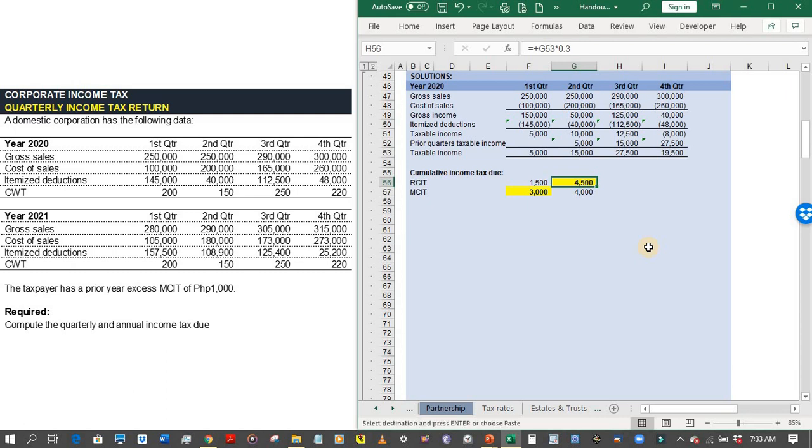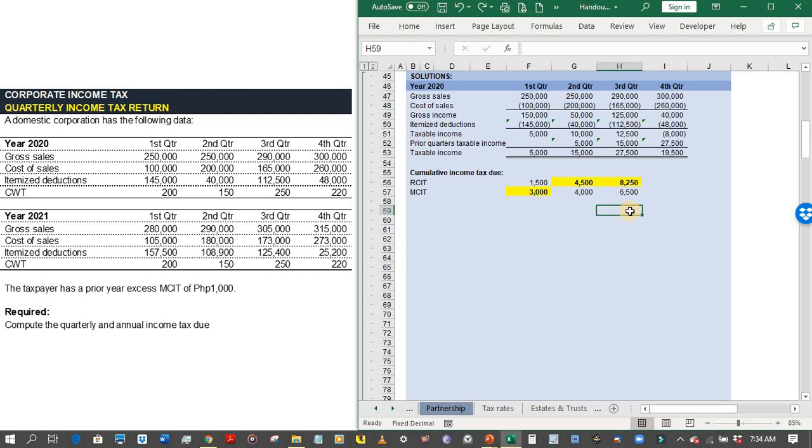The cumulative RCIT is 8,250 and this is based on the cumulative taxable income which covers 9 months of 2020. That is 27,500 times 30%. So that is 8,250. Then the MCIT, the cumulative amount is 6,500, which is 2% based on the cumulative gross income for 2020 as of the end of third quarter, and that is the total of 150,000, 50,000, and 125,000 multiplied by 2%. And between the two, again, the higher amount is the RCIT. That is why the income tax due for the 9-month period is 8,250.